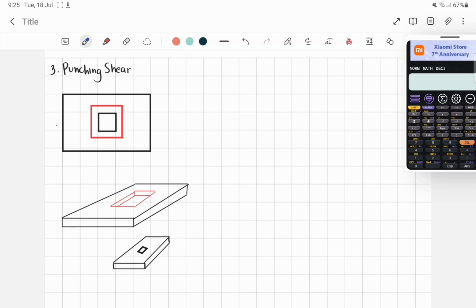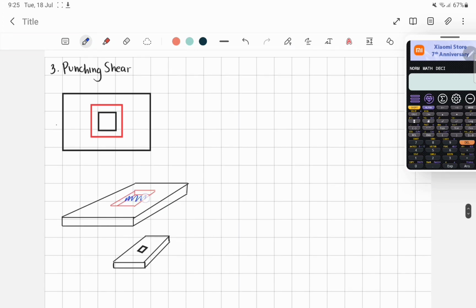ng column sa ating footing is that parang sinuntok niya kumbaga. Okay? Sinuntok niya at nabutas siya doon. Okay? So itong red part na to, ito yung part na nabutas. Ito yung critical section, okay? Kaya kinulayan ko din siyang red.